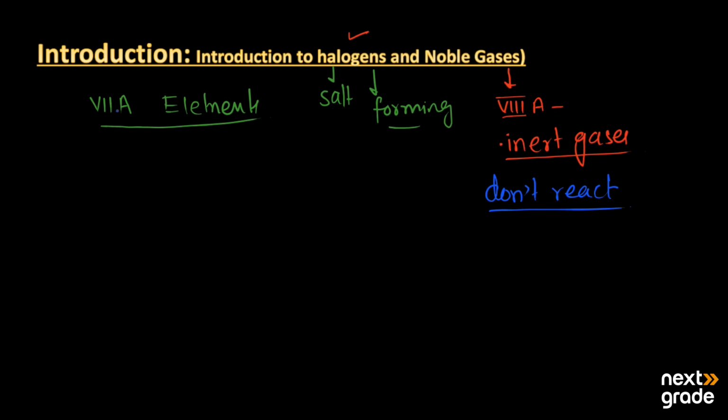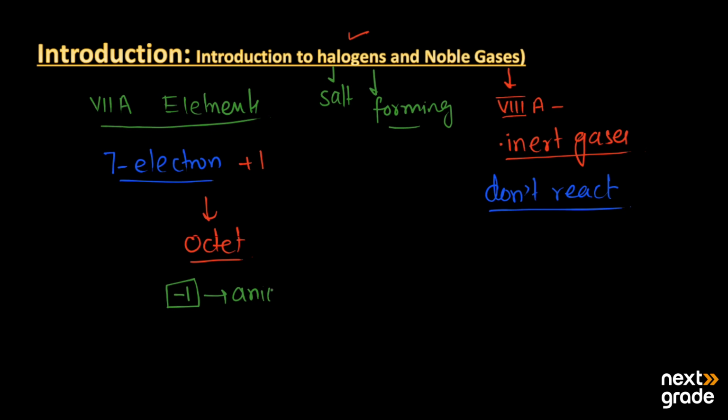On the other hand, the group 7A elements are called halogens. They contain 7 electrons in their valence shell, and they require just one more electron to complete their octet, or to complete their valence shell. After gaining this one electron, they acquire the charge -1 and change into anions. The halogens include fluorine, chlorine, bromine, and iodine. So these four elements make up the group 7A in the periodic table.